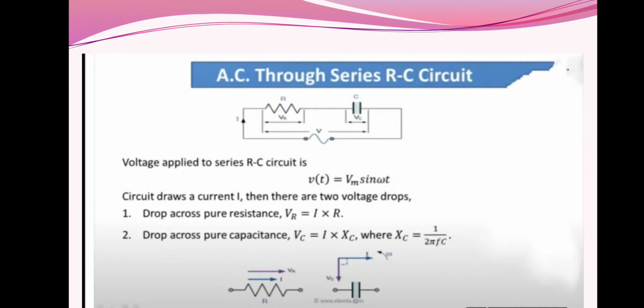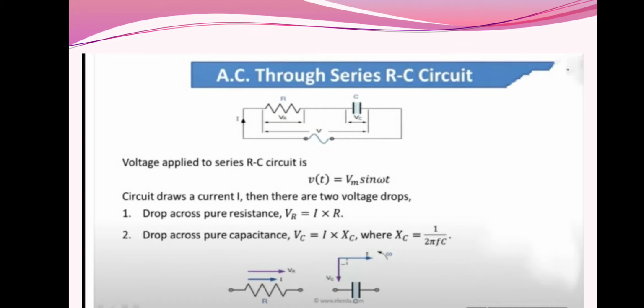Today we will see AC through series RC circuit. So first we will see the circuit diagram. The combination of R and C we have seen here. First we will take a resistor, then we will take a capacitor, both connected in series, and we are giving AC supply to this combination. So the applied voltage to the series RC circuit is V of t equal to Vm sin omega t.